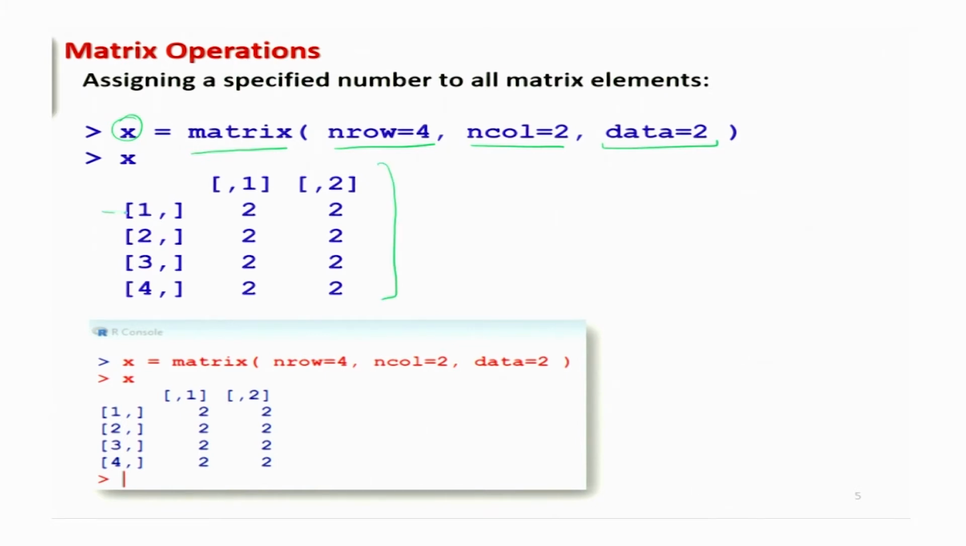So you can see here this is the first row, second row, third row, fourth row, first column, second column, and all the values are only 2. And similarly, if you want, you can choose any other value, and this is the screenshot of the same operation when you try to do it in the R console.